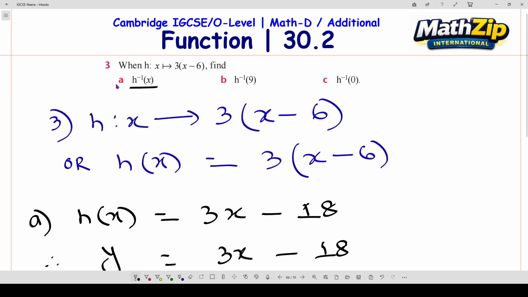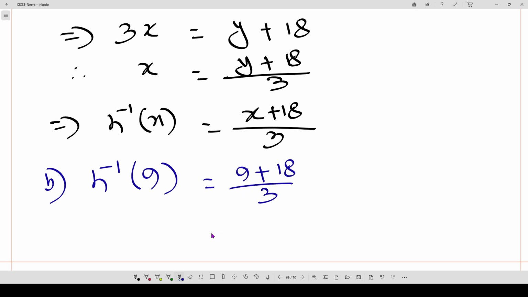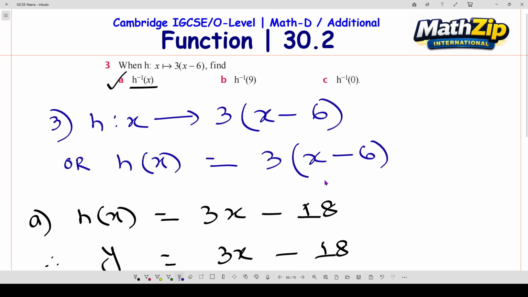So part A is done. Now we have to find the value of inverse h of 9. So part B: inverse h of 9 equals 9 plus 18 by 3. It means 18 plus 9 is 27, divided by 3. So the result is 9. So part B is done.